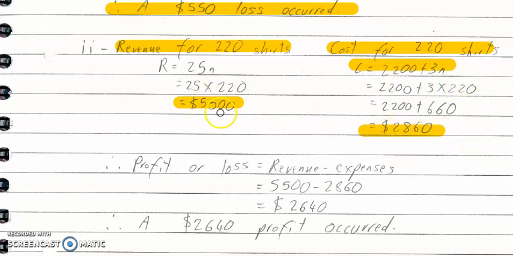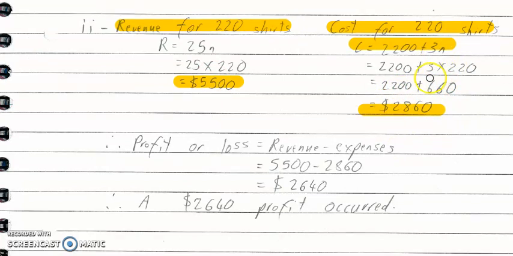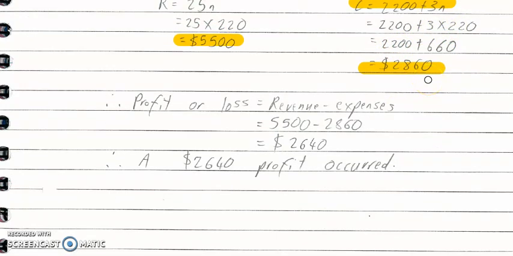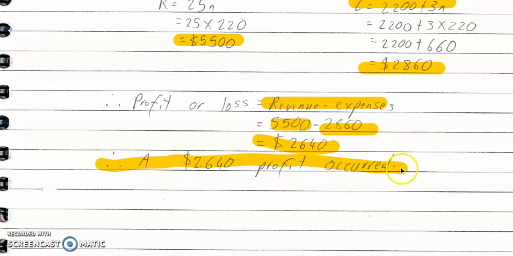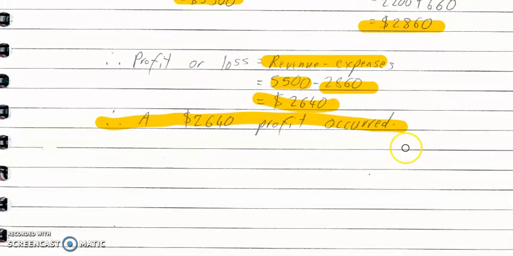So he's made a profit, hasn't he? He's made $5,500, but it only cost him $2,860 to make those shirts. So the profit, recall, is revenue take expenses. $5,500 take away $2,860. So he has made a profit of $2,640. Of course, it's a worded question, so we need a worded statement. Therefore, a $2,640 profit occurred.